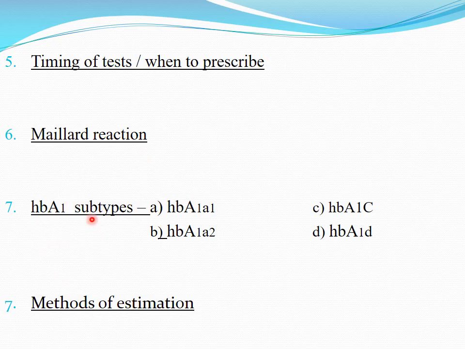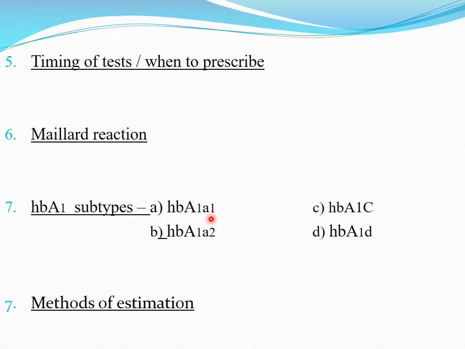The HbA1c subtypes. Now HbA1, this is the broad category. Under this we have HbA1a1, HbA1a2. So what is this difference? Somewhere you are finding C, somewhere you are finding D. What is this?